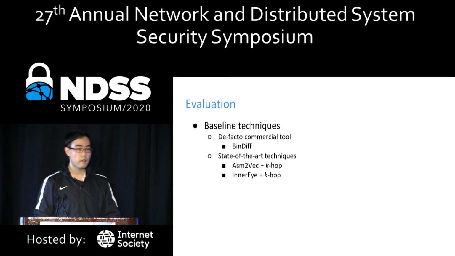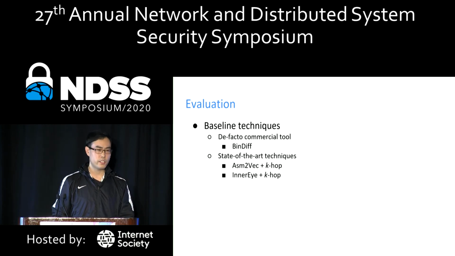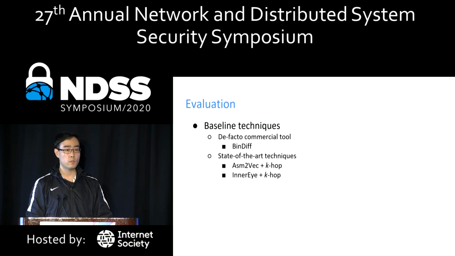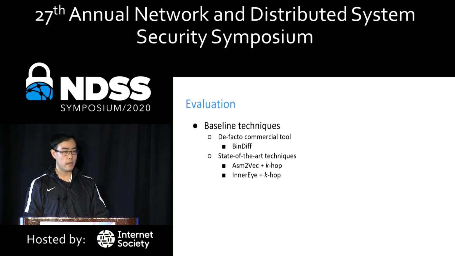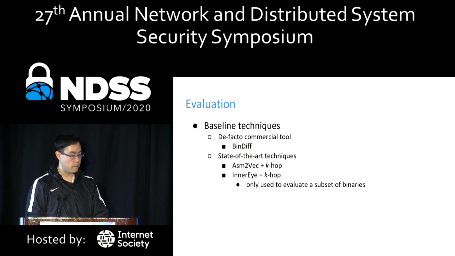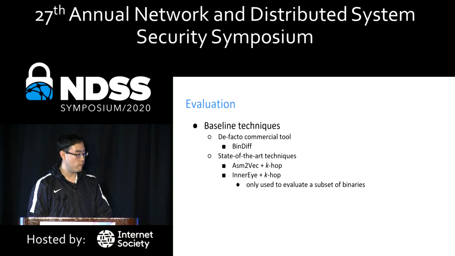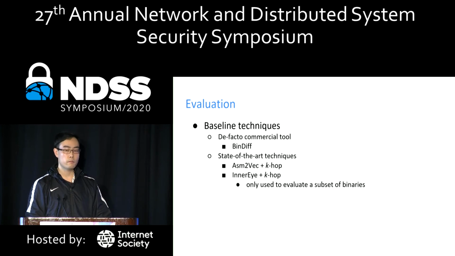For InnerEye, well, the InnerEye model can directly generate the similarity scores for two basic blocks. So then we use that for similarity calculation, and then we also utilize the same k-hop matching algorithm. Because InnerEye is very, very slow, so we only use it to evaluate a subset of the binaries, basically the small ones.